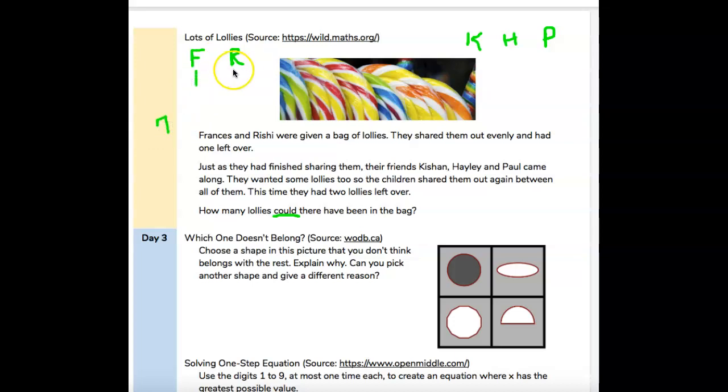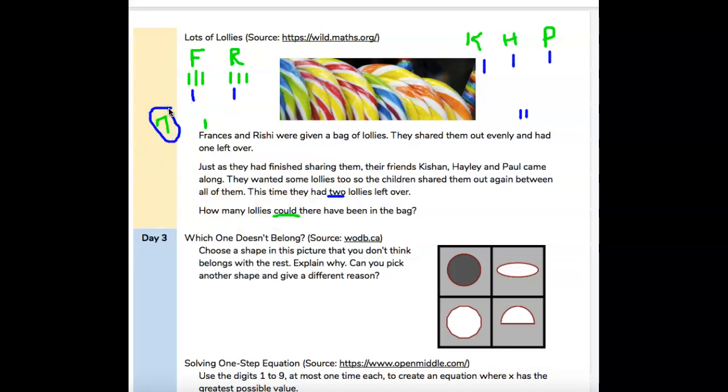All right. So let's say 7. If they divide 7 here, that would be 1, 2, 3, 4, 5, 6, and 1 left over. So that fits here where it says they shared them out evenly and had 1 left over with the number 7. Let's see if it works for when their friends come along. 7. So we got 1, 2, 3, 4, 5, 6, 7. Aha, that worked, didn't it? Here we had to share them out again, and they have 2 left over. And so 7 works, okay?